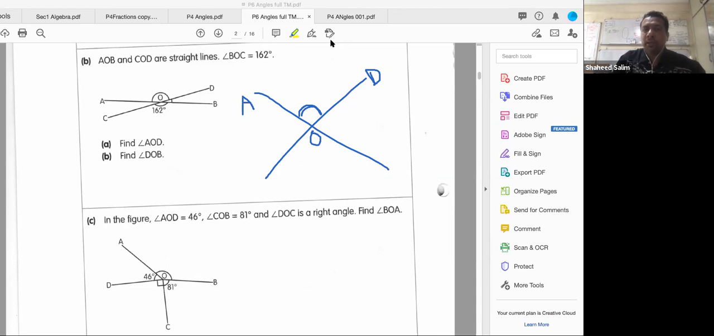DOA can be two possible angles. No, DOA can also be this angle here. It can be the bigger angle. So that's why they need to mark it. Even in secondary school, they need to do that because this is also DOA, right? It's also DOA. So that's why they mark it down here.